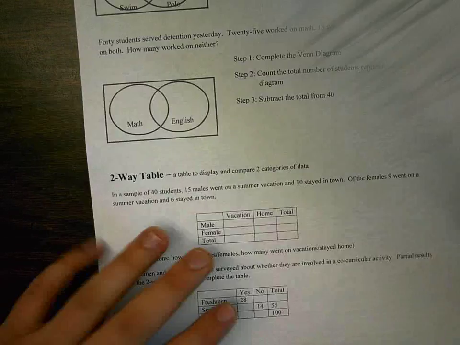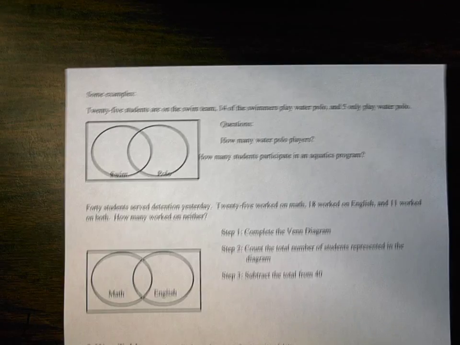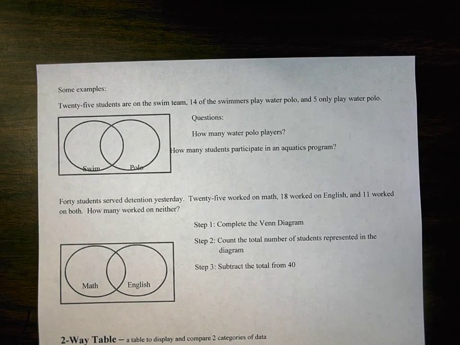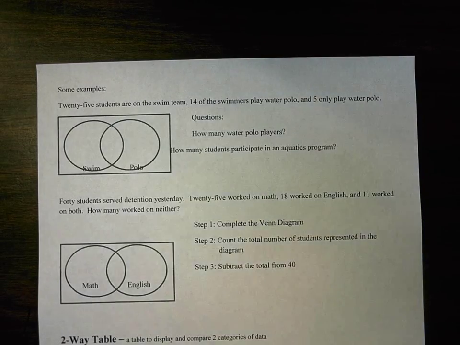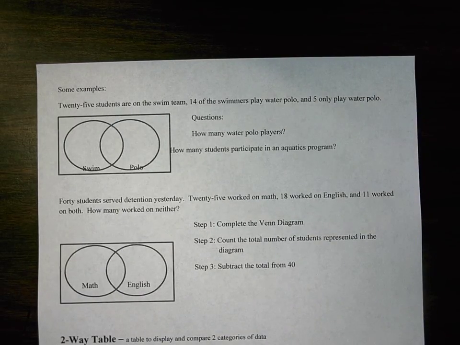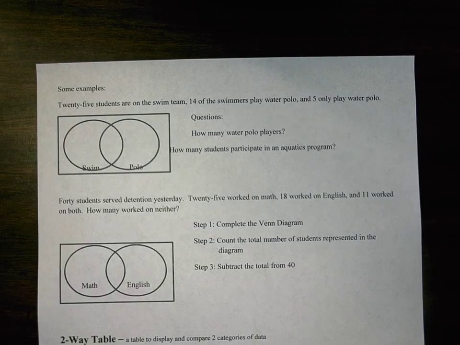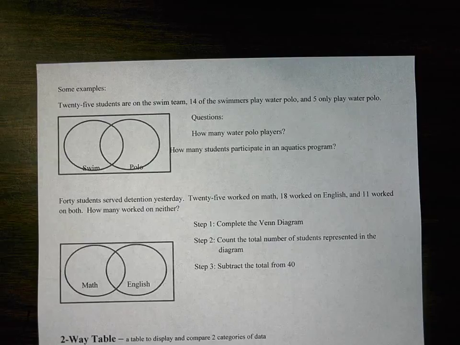Anyway, so going to the back, we have some examples. This one says 25 students are on the swim team, 14 of the swimmers play water polo, and 5 only play water polo. Okay, so then the questions are how many water polo players are there, and how many students participate in an aquatics program.